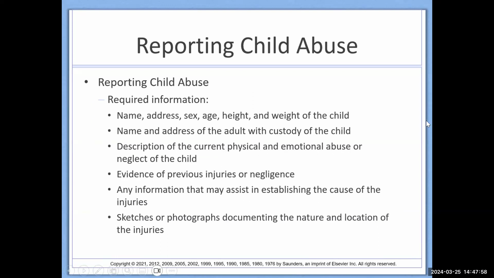Reporting child abuse, the required information when you report the child abuse: you got to know the name, the address of the patient, the sex of the patient, the age, the height and weight, the name and address of the adult with the custody of the child. These are things that could easily be found in the dental charts. You want the description of the current physical or emotional abuse or the neglect of the child. You want evidence of previous injuries or negligence, any information that may assist in establishing the cause of the injuries. Maybe even sketches or photographs documenting the nature and location of the injuries can be a huge help.